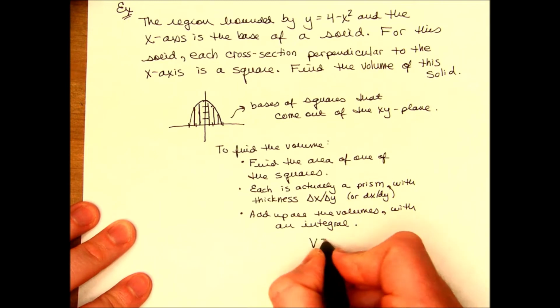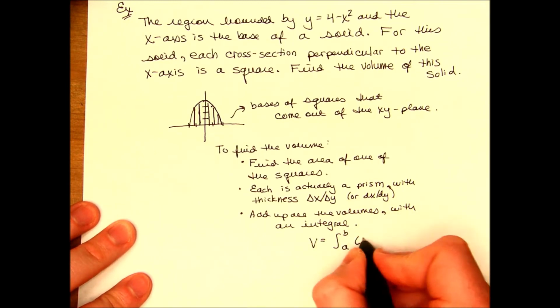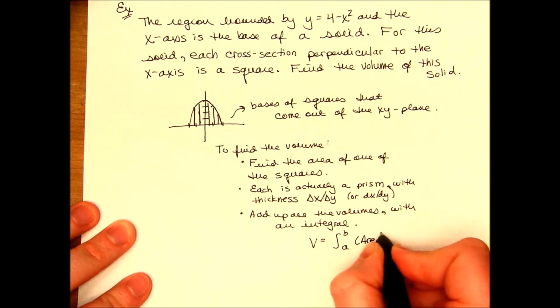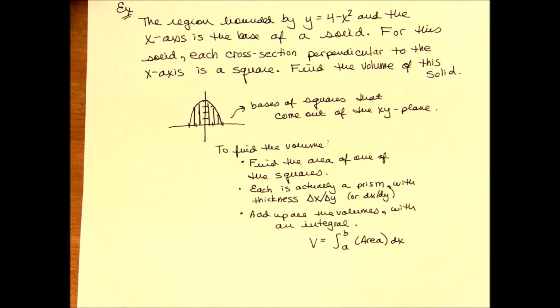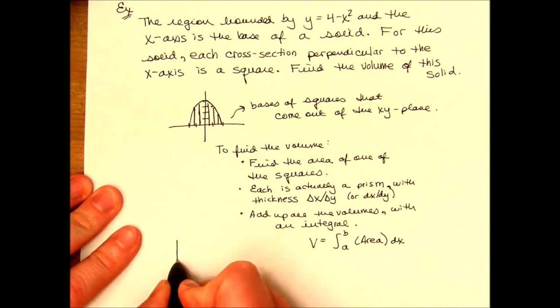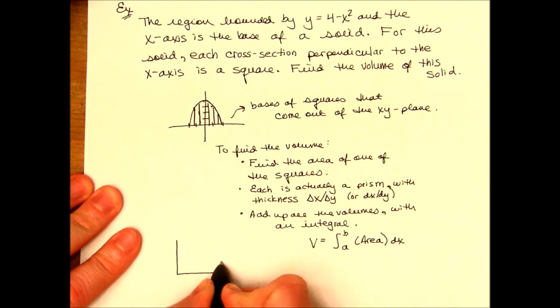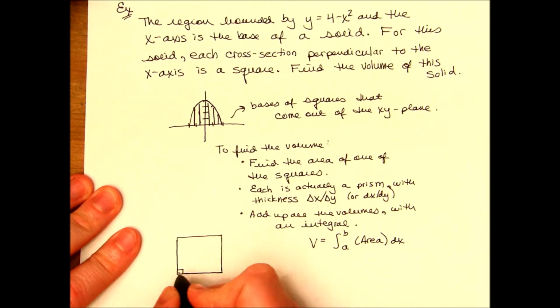Our volume is just going to be the integral from a to b of the area of one of our squares, times the thickness of that square, dx. So, let's take a look at one of those squares. I'm going to draw out a square over here.